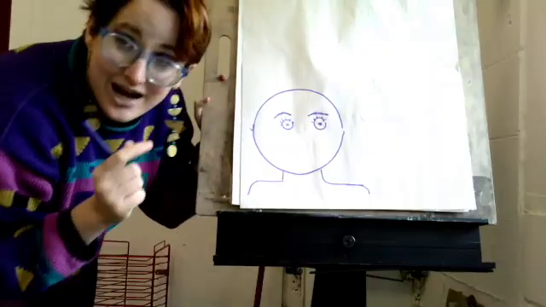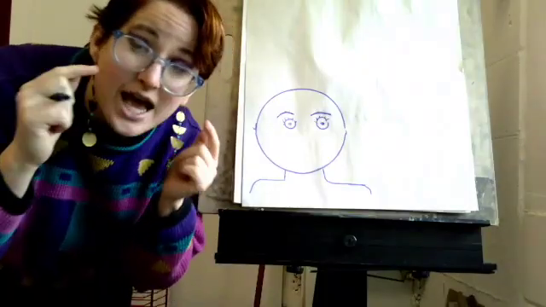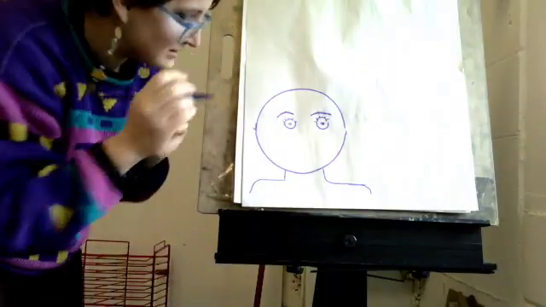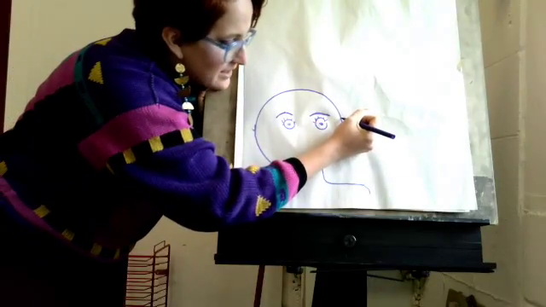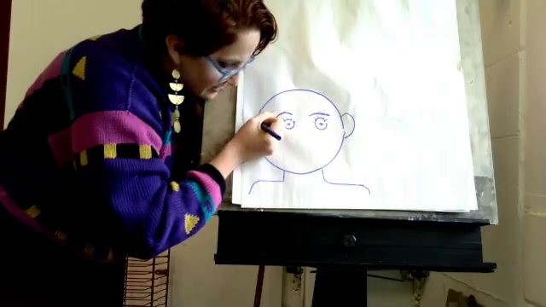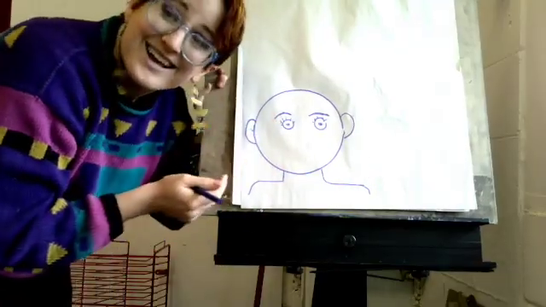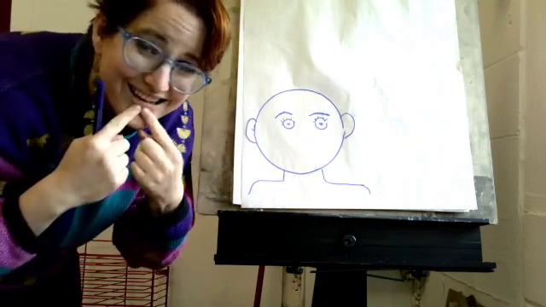Okay, so we got head, shoulders, knees and toes, eyes and ears. Now ears, I think about how they're shaped like a letter C or a letter D. Big curvy line. Eyes and ears and mouth.